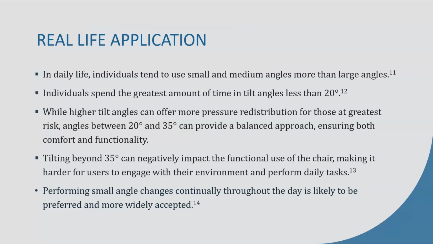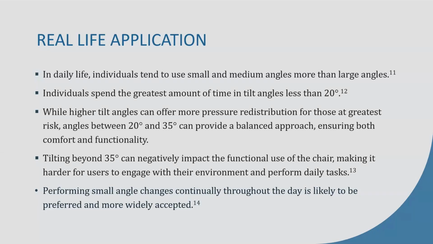Despite this assumed scientific ideal, individuals who do have tilt in space and do have these functions tend to actually prefer and use small and medium angles more than large angles. And they spend the greatest amount of time in tilt angles less than 20 degrees. The fact that smaller angles are utilised more implies that people tend to lean on tilt in space maybe for comfort and stability and functionality rather than pure pressure management.